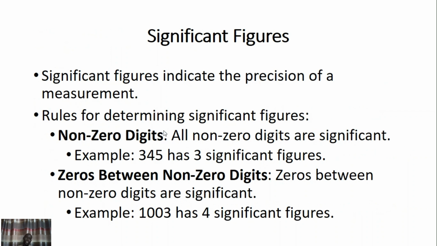The first rule is non-zero digits. All non-zero digits are significant. For example, these are non-zero figures, and there are three significant figures. Zeros between non-zero digits are significant, as seen here. So the number of significant figures here: this is significant, this is significant, and this is significant. Four.